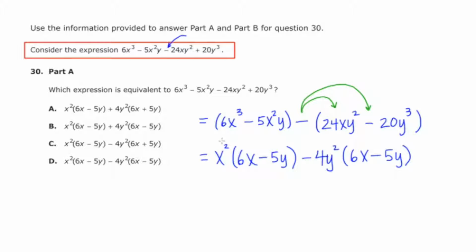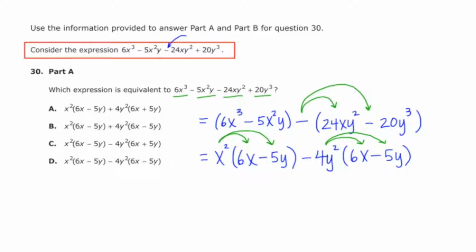Now, at this time, I'm going to take just a brief moment to check by redistributing. If I distribute x squared into 6x, I get 6x cubed, which is what I have here. And if I do x squared times negative 5y, I get negative 5x squared y, which is what I have here. And if I distribute negative 4y squared into 6x, I get negative 24xy squared, which is what I have here. And finally, if I distribute negative 4y squared into negative 5y, I get positive 20y cubed, which is what I have here. So everything that I've done so far is correct. It still is equivalent to the original four-termed expression.